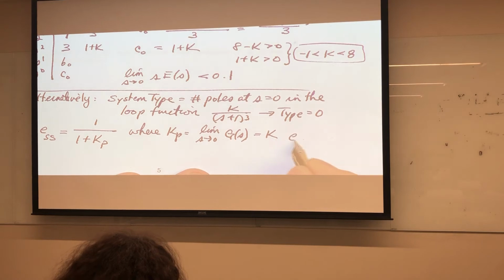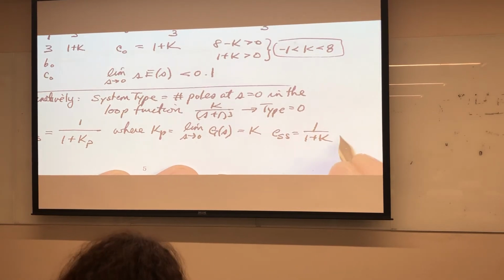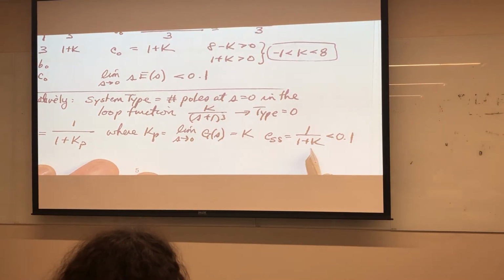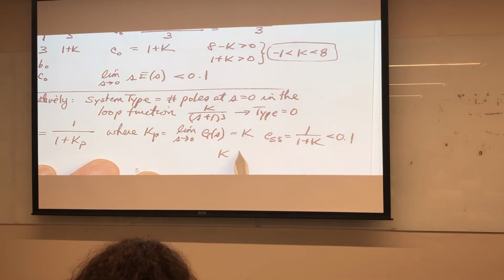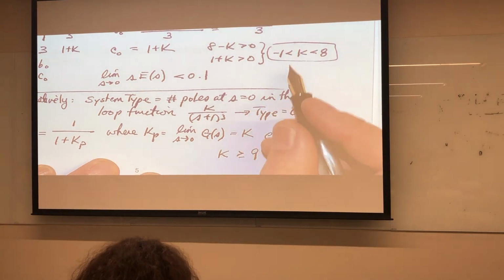And so we see that the steady state error is equal to 1 over 1 plus k. And we want that to be less than 0.1. And so basically we say that k here needs to be greater than or equal to 9. But we see that that conflicts with this result.